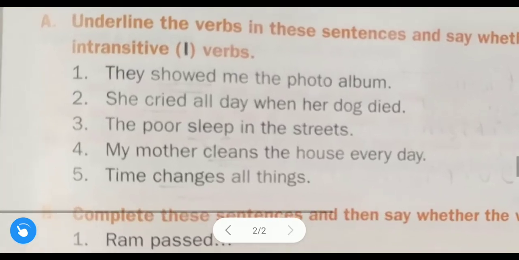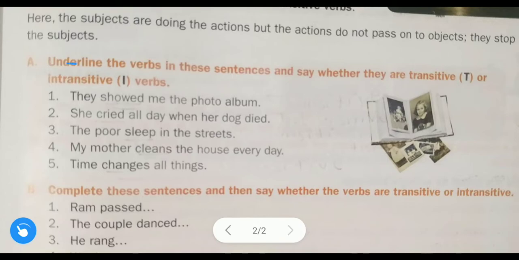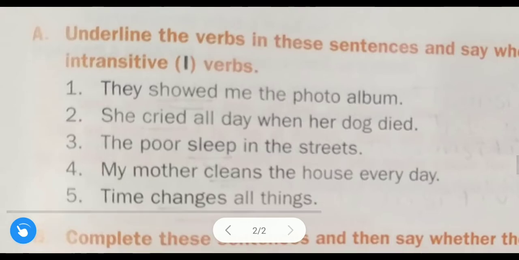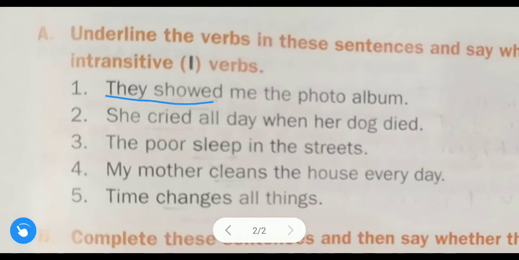So what you have to do in this exercise: underline the verbs in these sentences and say whether they are transitive or intransitive. Understood? First we have to identify the verb. Once you identify the verb, then you have to underline it, and then check whether that verb is transitive or intransitive. So let us start with the first example.